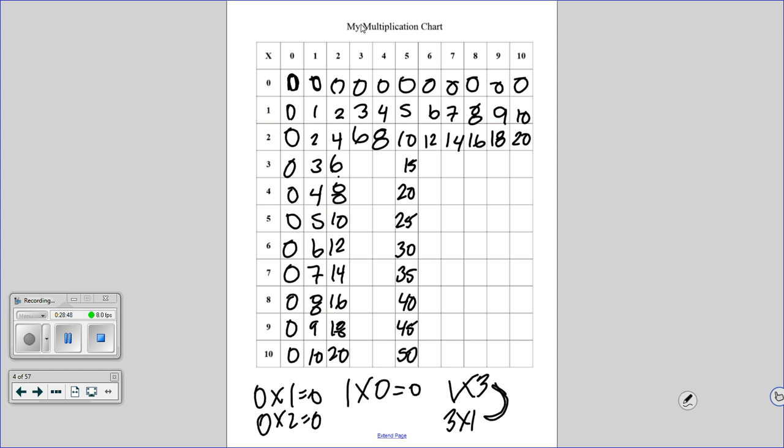Emily? On the very bottom row, you can put in first box 30. I'm not doing my 10s, though. I'm doing my 5s. Can I fill out anything else? Colin? You can fill out the 5s on the side.